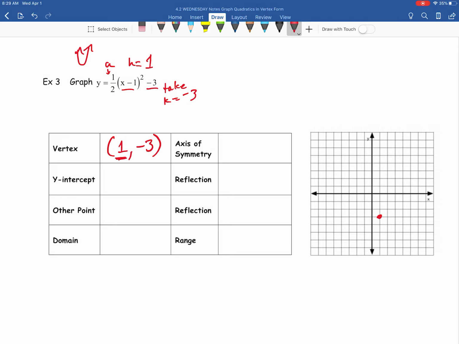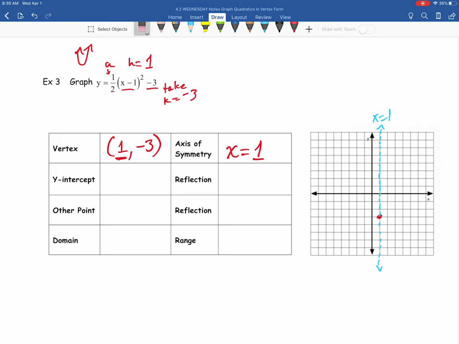And our axis of symmetry, again, is always passing through our vertex. So that is x equals 1. Don't ever forget to write down the x equals, because, again, that is a line that you're describing. And so that axis of symmetry acts as our mirror. So that's pretty useful to have for reflecting our points. So x equals 1.